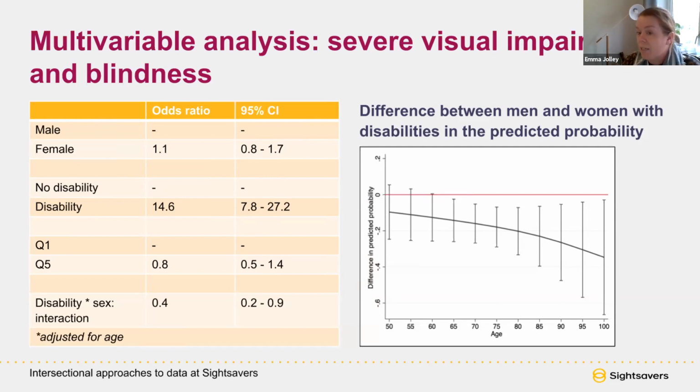And we did actually find, quite interestingly, that the predicted probability of having a visual impairment among people with disabilities was different for men than for women. And actually, the likelihood of women having a visual impairment decreased as they got older in comparison to the men, which is not really what we were expecting.